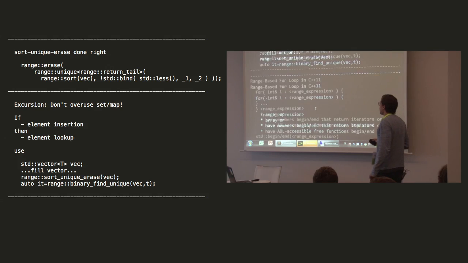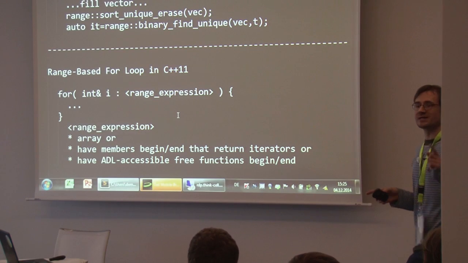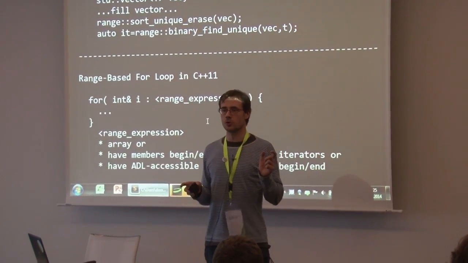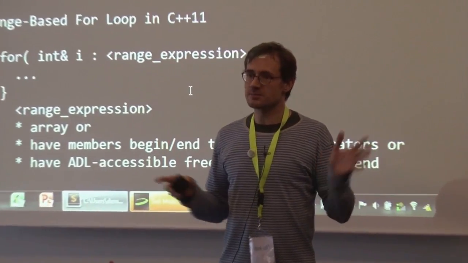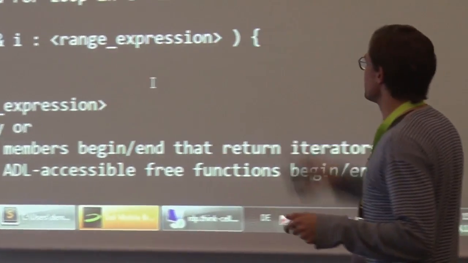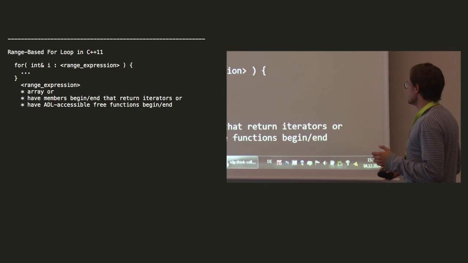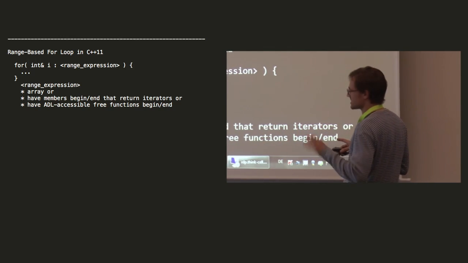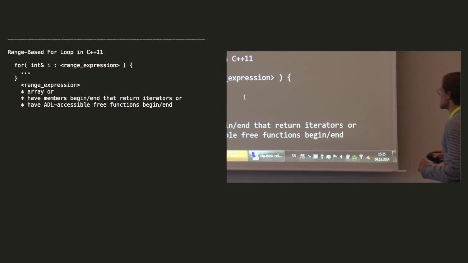Now we know why we want to use ranges. There are already ranges in C++11. There are range-based for loops. Who knows about range-based for loops? There are surprisingly many. This is a feature in C++11. You can now say for int ref i, which basically means, when you're getting your i out of the range, don't copy it, just give me a reference to it. And after the colon, you have a range expression.